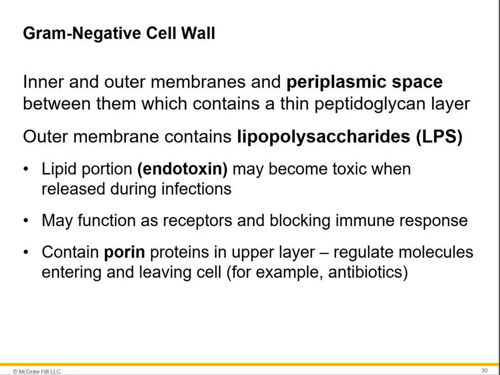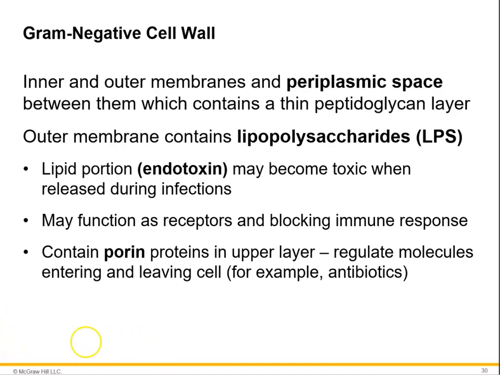Lipopolysaccharide can also function as receptors in blocking immune responses. Lipopolysaccharide can suppress the adaptive immune system. It can also disrupt cell-to-cell interactions between immune cells, and so it can cause some blunting of the immune response.